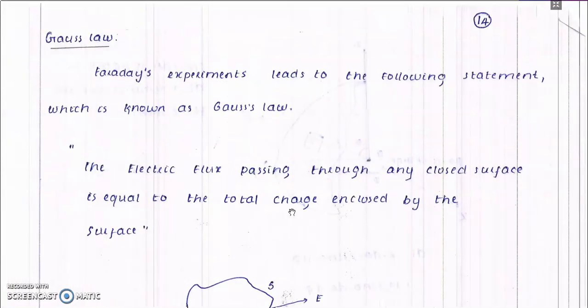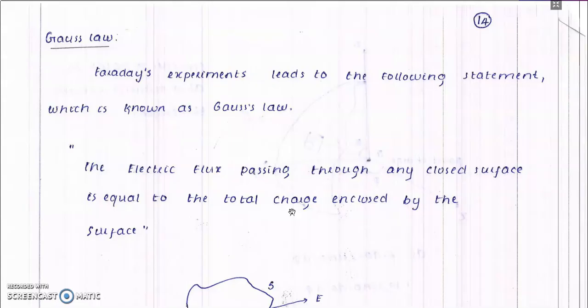So the second half of the session is the most important one, which is nothing but Gauss law. Gauss law can be derived from Faraday's experiments. Faraday's experiments lead to the following statement, which is known as Gauss law. So finally, Faraday is what determines the Gauss law. Gauss law concerns a closed surface.